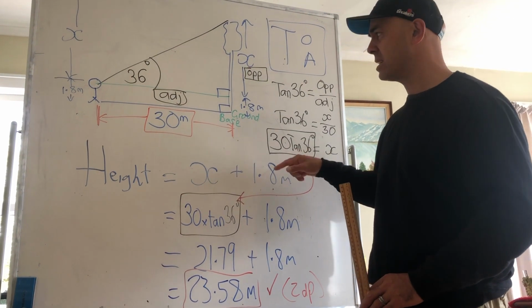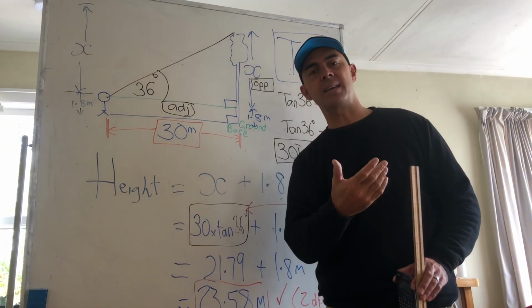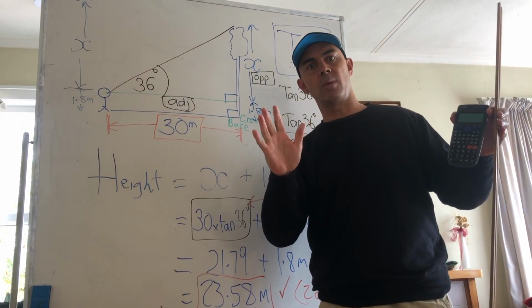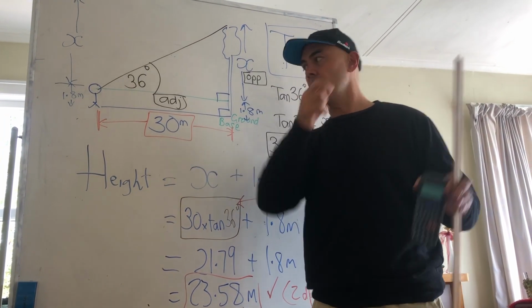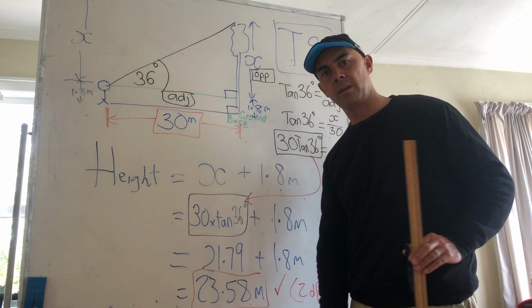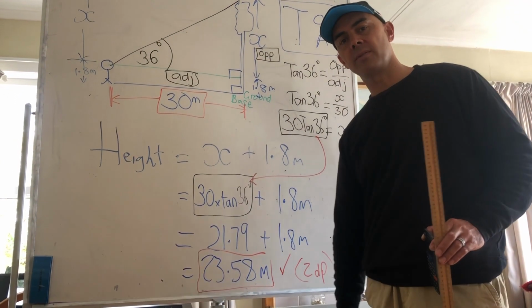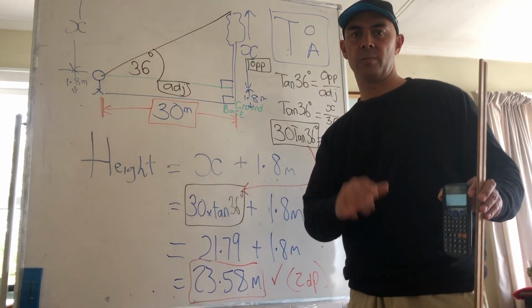Now, this 1.8 part is this height from the ground to where the angle was taken. I'm standing up, I'm pointing it there at the top of the tree. And of course that's 1.8 meters from the ground to where the angle is taken at my eye level. I'm going to add that to X and I'm going to get a height of 23.58 meters. That's 2 decimal places. That's the height of the tree. We expect you to do these sort of calculations in right angle triangles trigonometry. Thanks a lot.